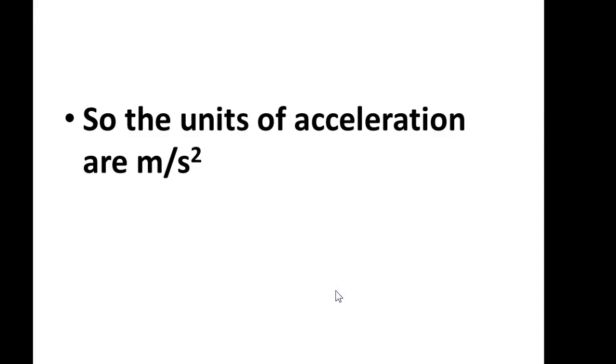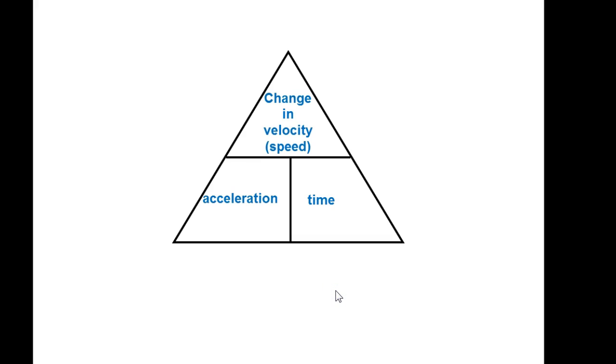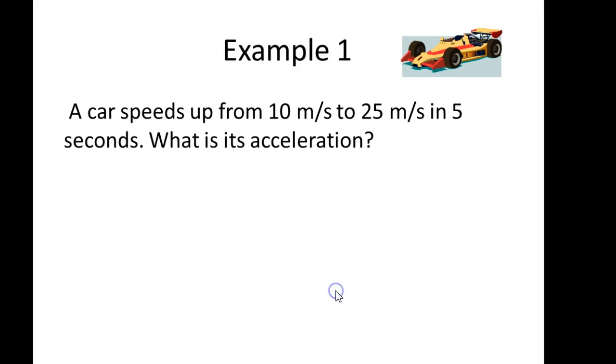And there we have it. The units of acceleration are meters per second squared. If you want to use a triangle, you can use the one I've shown here until you gain more confidence in rearranging equations. You will often see the change in velocity, as I said before, just written as change in speed. And as usual, you put your finger over the thing that you're trying to solve for and then use the remaining two parts of the triangle to rearrange your equation.